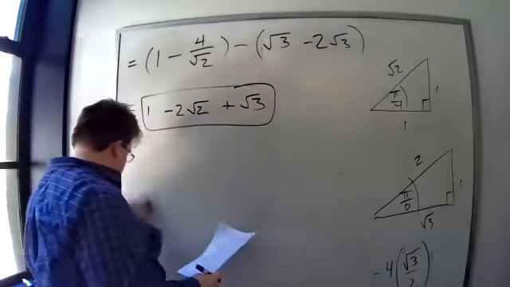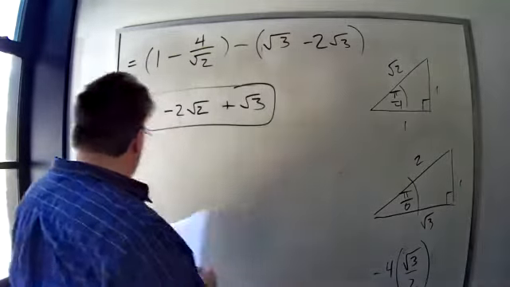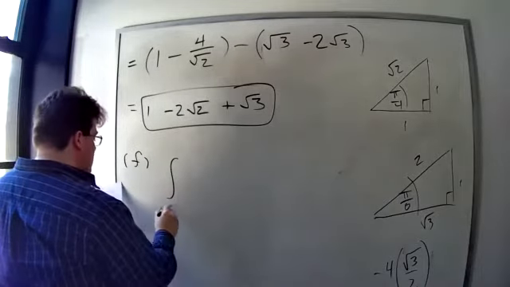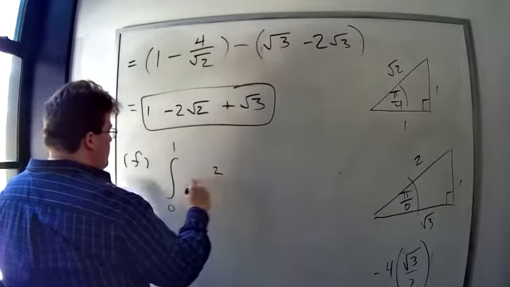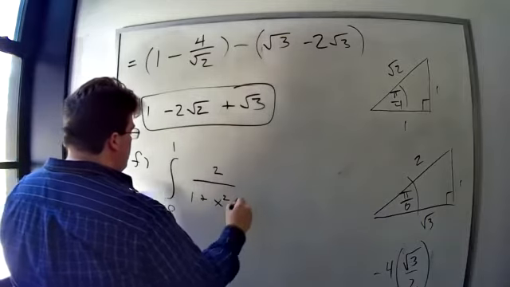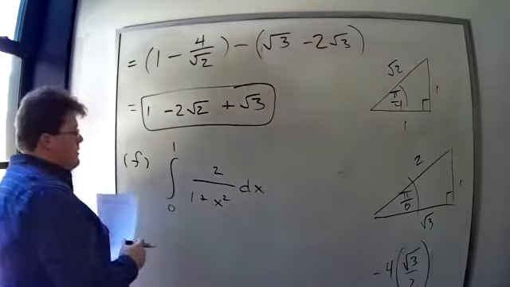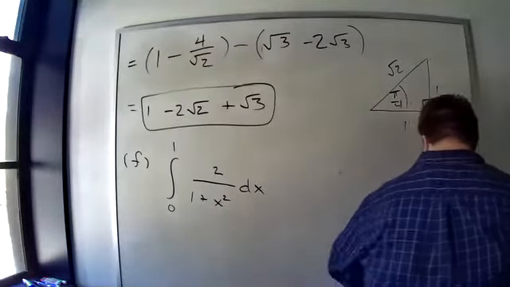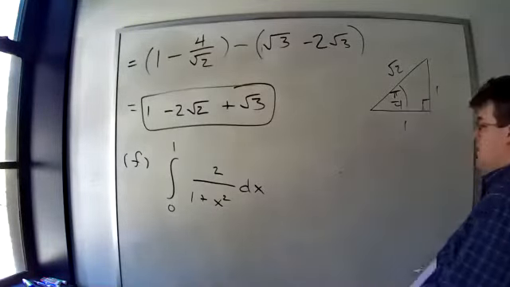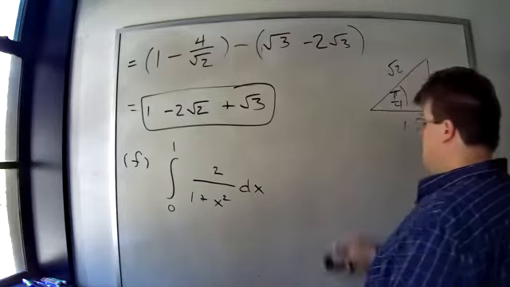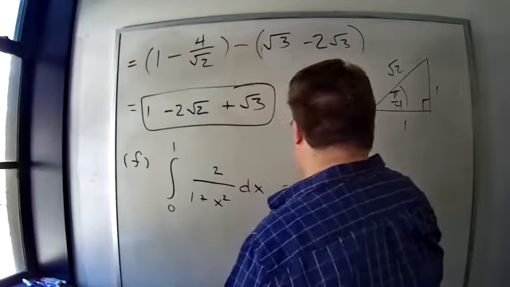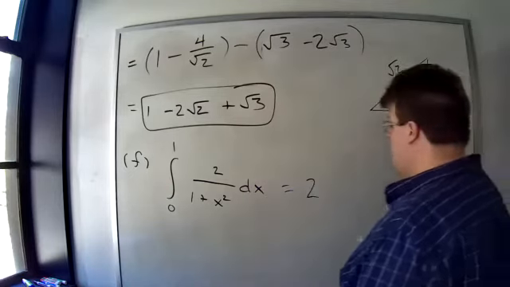Okay, part F. We have some inverse trig. Part F, integral 0 to 1 of 2 over 1 plus x squared. Well, the derivative of inverse tangent is 1 over 1 plus x squared. So the derivative of 2 inverse tangents is 2 over 1 plus x squared.